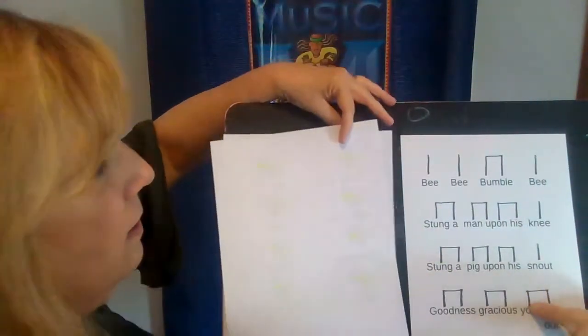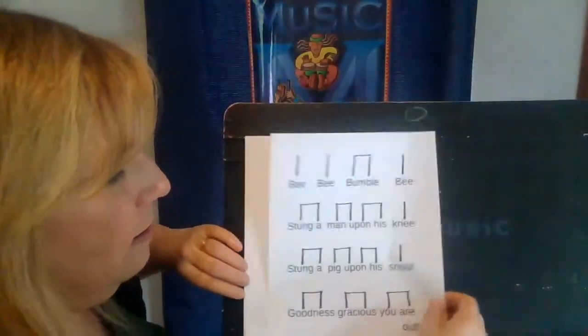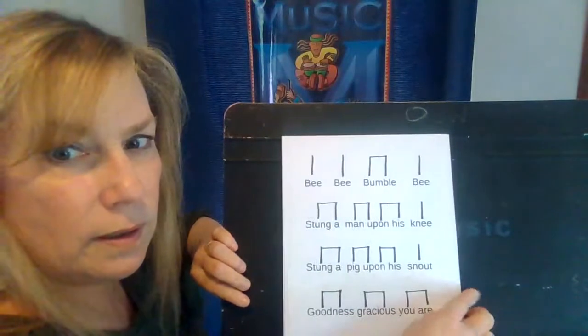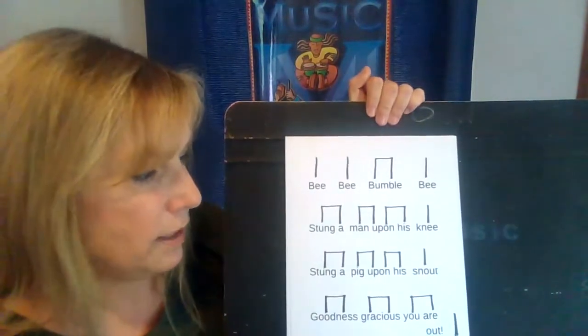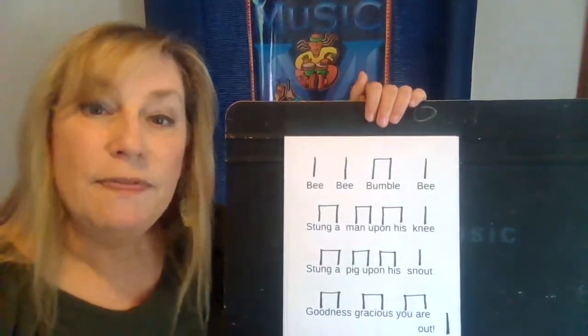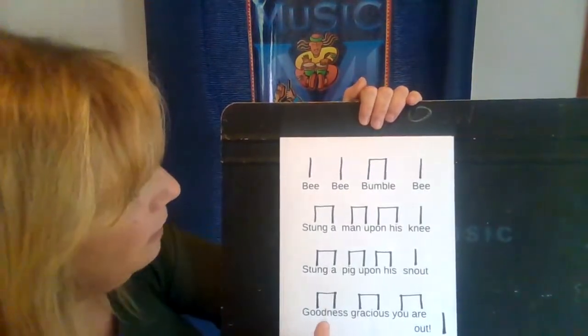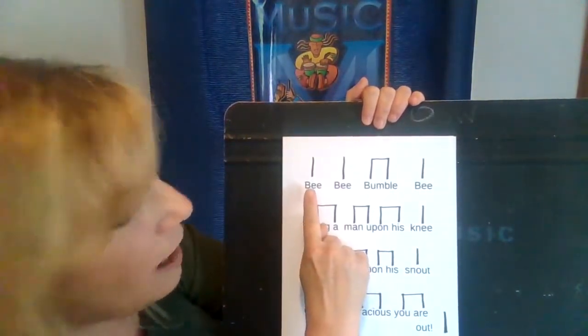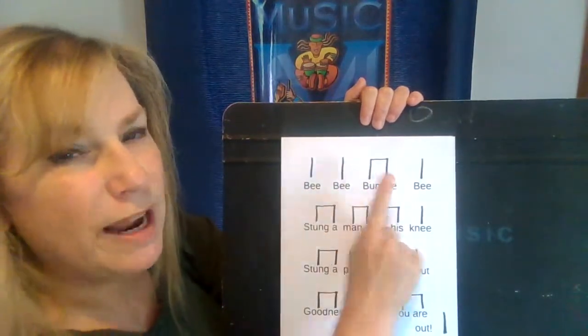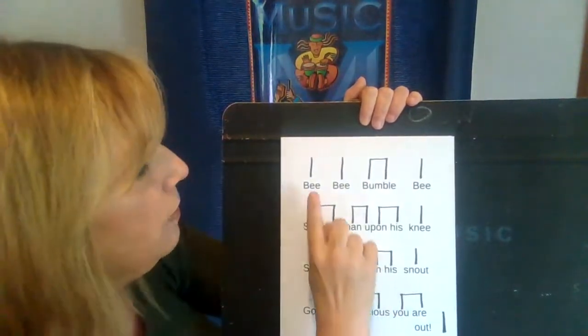Here, I put the words with our tas and tis. And this is the rhythm. It matches the words. So let's just take a look. I'm going to point at each note now, not the beat, each note in the rhythm.